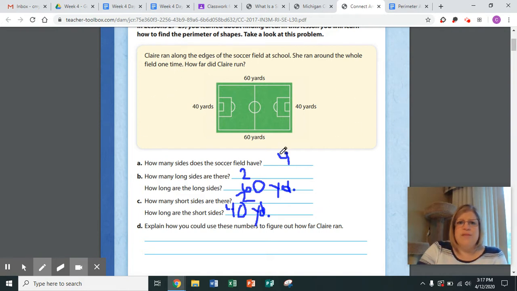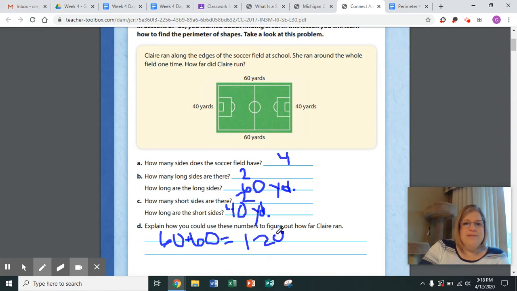So what are we going to do with all these numbers? Do you remember on that chart what it said for us to do? Good. It said we are going to add those numbers. Very good. So we're going to add those numbers. So we're going to go 60 plus 60 equals 120. Very good. Now let's do our short sides. 40 plus 40, and that equals 80.